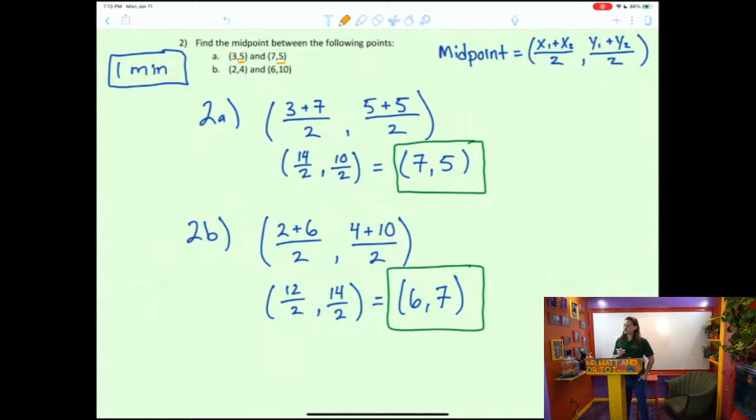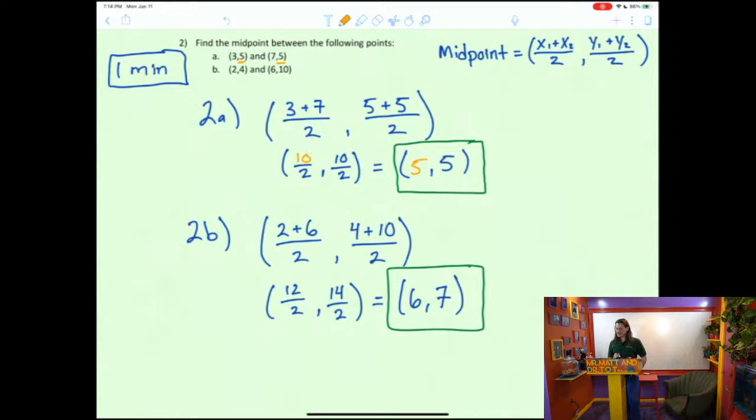But here, if we wanted to use the formula, then 3 plus 7 over 2 is the midpoint's x-coordinate. So 3 plus 7 is 10, and 10 divided by 2 is 5. My apologies, I misspoke earlier. If we take 5 plus 5, that's also 10 divided by 2, which gives a y-coordinate of 5.